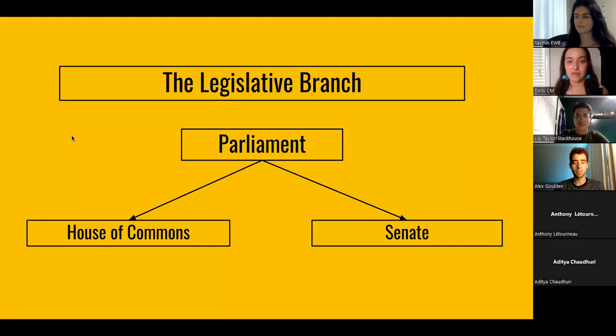Okay, so the legislative branch, that's Parliament. That's where all of the members of Parliament that you vote for during federal elections fit into this narrative. And that is in the House of Commons, but we also have the Senate. Now, the Senate is not elected, but they are still representative of Canada's varied regions.